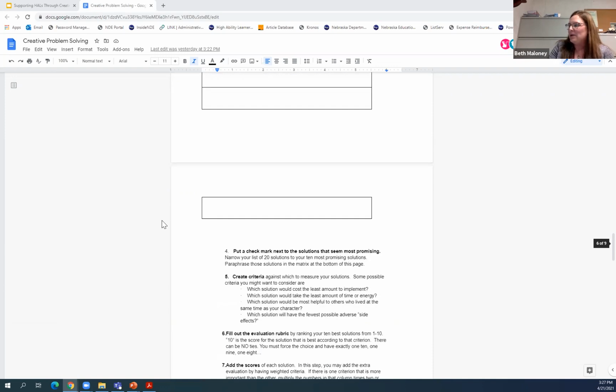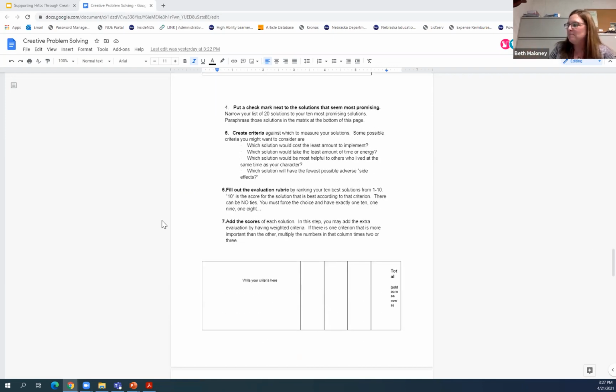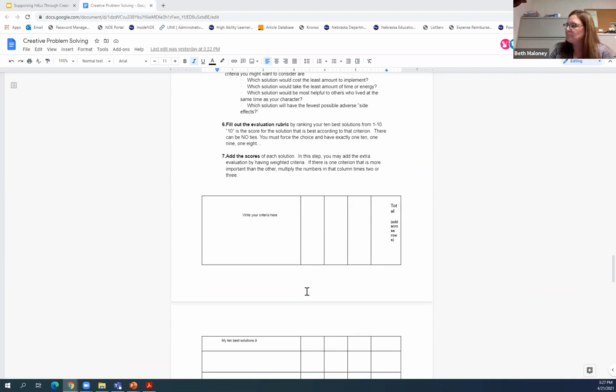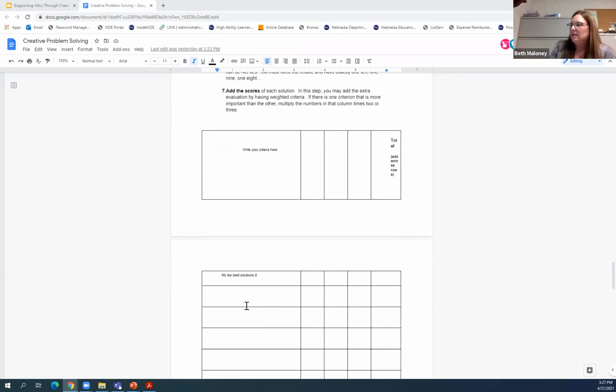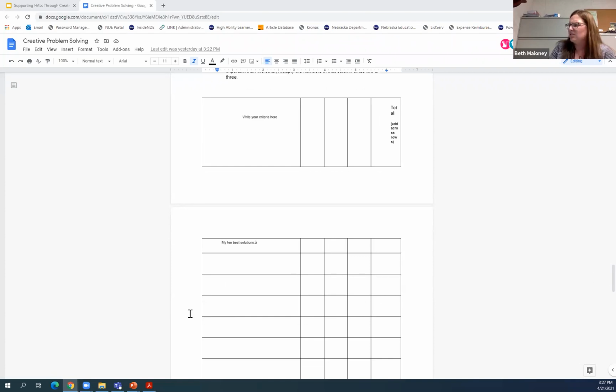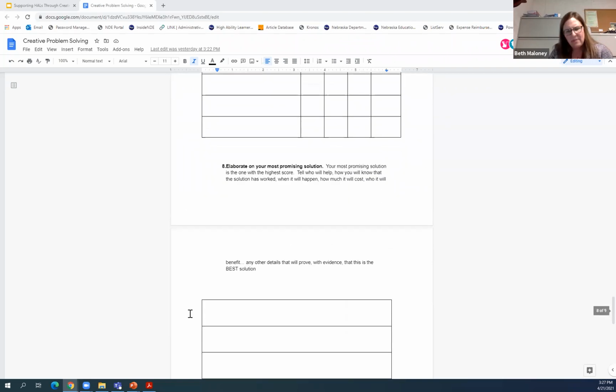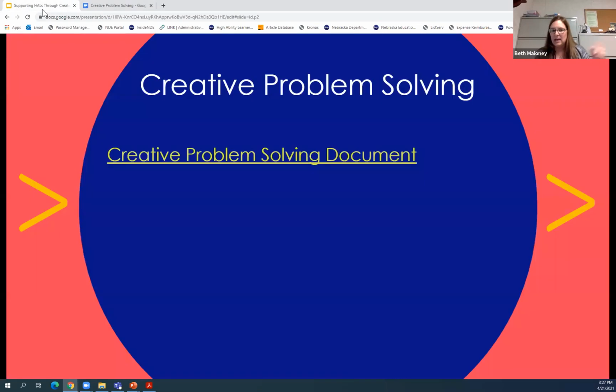So then we talk about trying to narrow it down to the 10 most promising, creating some criteria. They're building a rubric for how they're going to evaluate their solutions, which is really interesting. They come up with their solutions, and then they have to put their criteria across the top there. And then they have to evaluate their solutions until they get to their last solution, and then they can write about that. Working through that process takes a while, but it's worth it to really push them and give them that think time. It's amazing what they'll come up with.